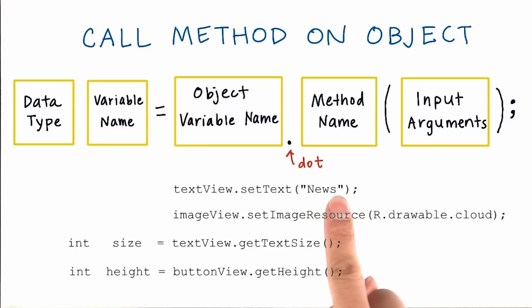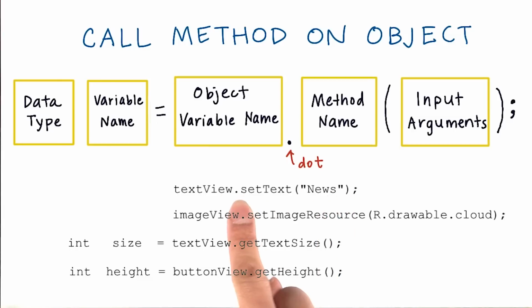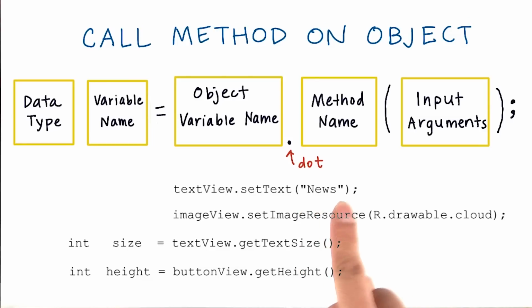So far, when we've called methods, we haven't worried about the return value because the setText method actually has no return value. Same with the ImageView setImageResource method, this has no return value. But other methods can have return values. For example, in the TextView class, we have a getTextSize method. This returns an integer, so we can store the result of this method in a variable called size of type int. Here's another method that has a return value. In the Button class, you can call the getHeight method, and this returns an integer value, so you can store it inside a variable. If you tried to store this result inside a String, for example, you would get an error because this method returns an integer.